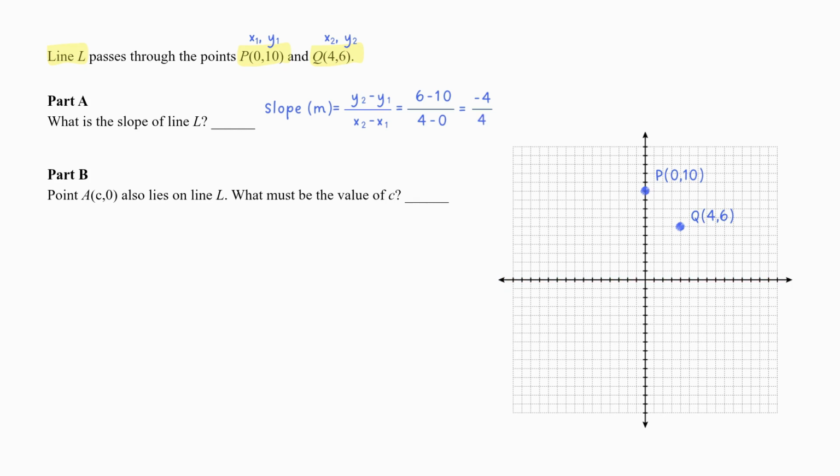Now divide the change in y by the change in x. Negative 4 divided by 4 equals negative 1. Therefore, the slope of line L is negative 1. This means for every step we go right, the line goes 1 step down.